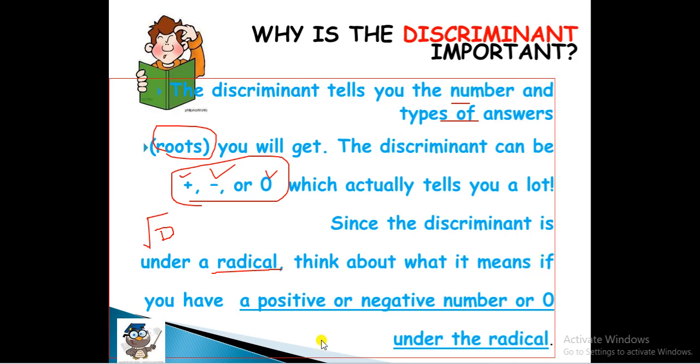So think about what it means if we have a positive D. Suppose we have a positive D, when we have a negative D, and when we have a 0. So what will happen?